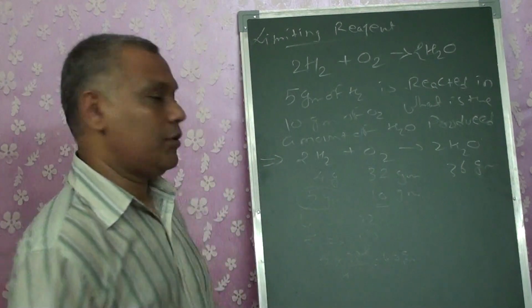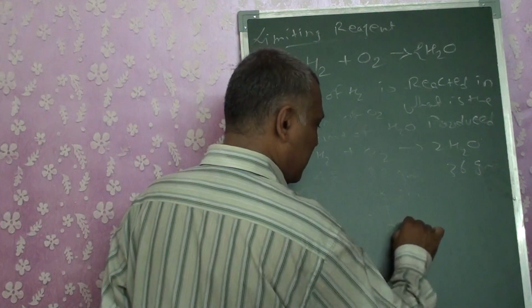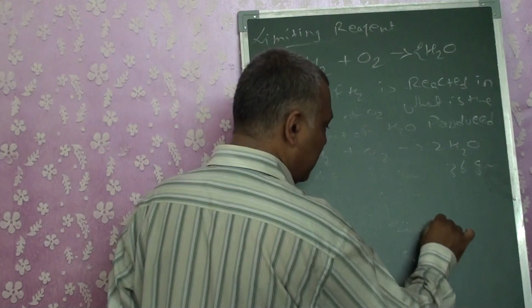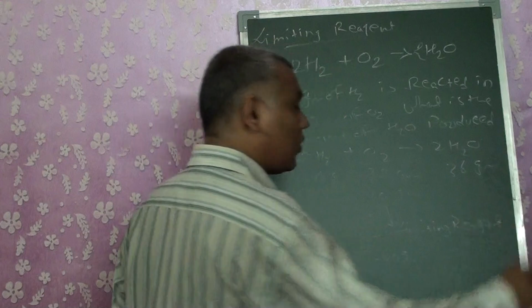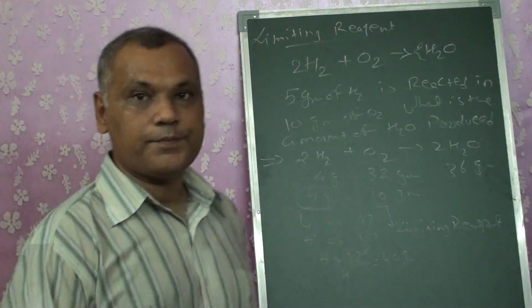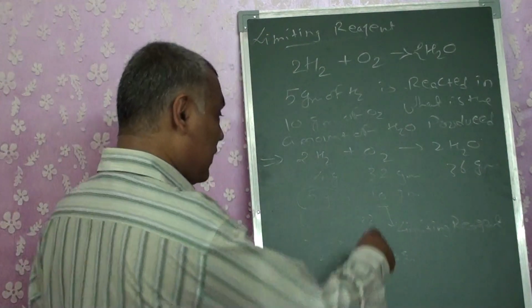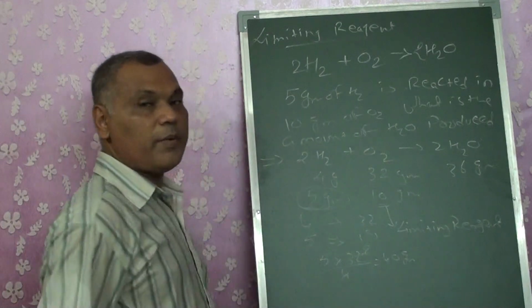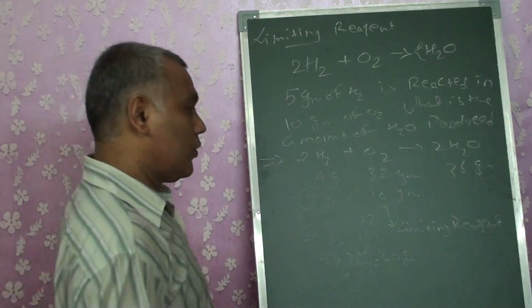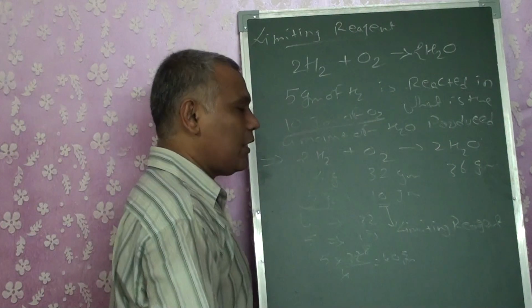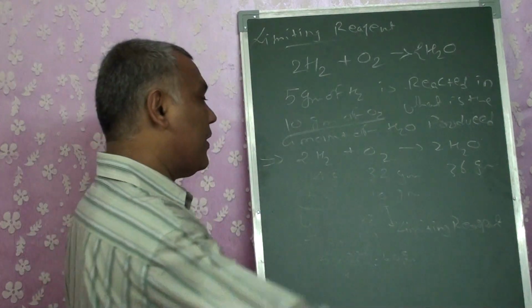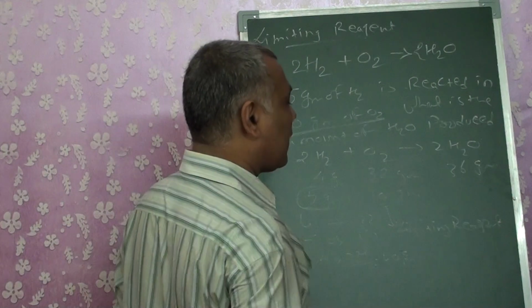So what does it show? This is my limiting reagent. It's not there in enough quantity. If it would be in enough quantity, then this would have become a limiting reagent. So at present, in the given sum, O2 is a limiting reagent. So on the basis of O2, we will have to make a calculation.